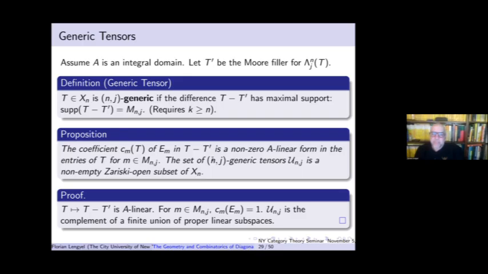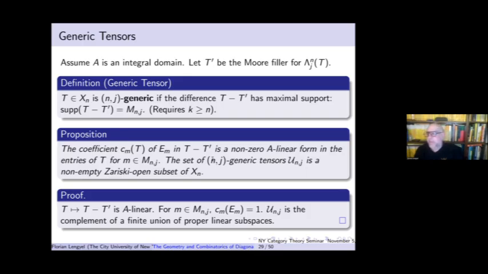So I had to define, this took a while, I had to define what I mean by a generic tensor. For that, I mean that the difference between the tensor you have and the filler that the Moore's algorithm gives you has maximal support. In other words, it's exactly the set of missing indices.